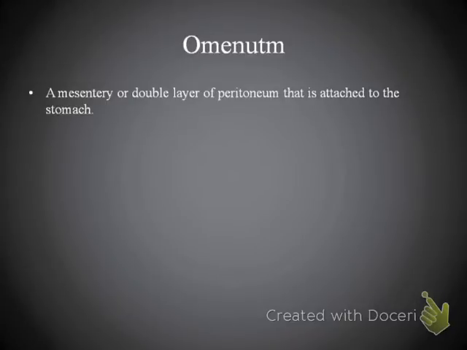You'll also hear this word, omentum. It's a mesentery or double layer of peritoneum that is attached to the stomach. And so the omentum is in relation to the stomach, where the mesentery is the rest of the intestines.